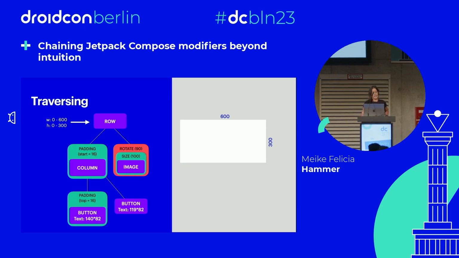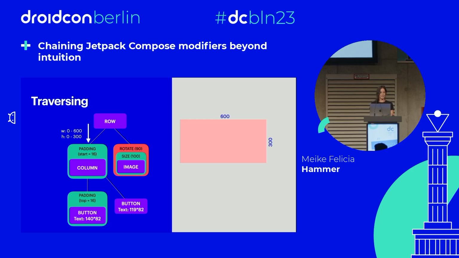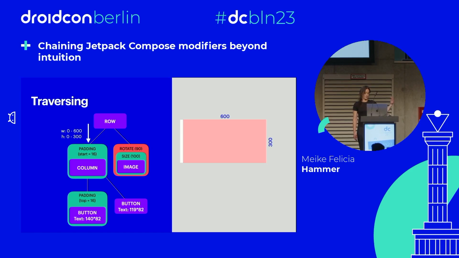Afterwards, the row says, yeah, cool, fine. I could take 600 by 300, but still don't know yet what I want to show. So probably just pass our constraints to our first child. And that is a padding modifier wrapping a column inside. So actually, it has a start padding of 16 and will reduce the available space for its following children.